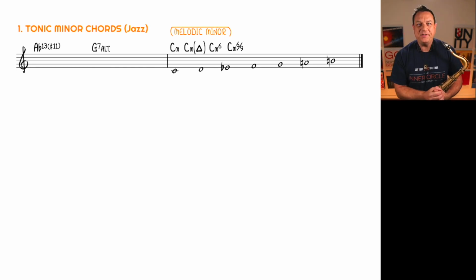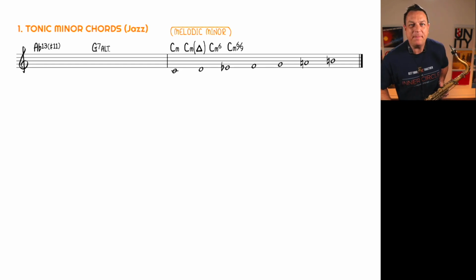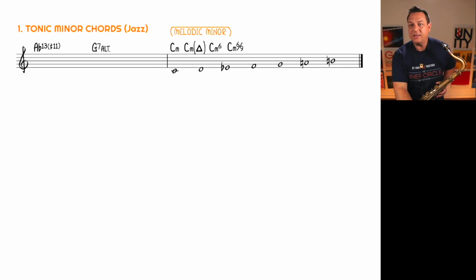So let me demonstrate this on saxophone. I'm going to play the cadence, which is going to be A flat 13 sharp 11, G7 altered, then I'm going to hit the C minor, and I'm going to play the melodic minor scale. Now I'll play a C minor 6 chord this time because that's the one that you most commonly get. Okay, so it's going to be something like this.